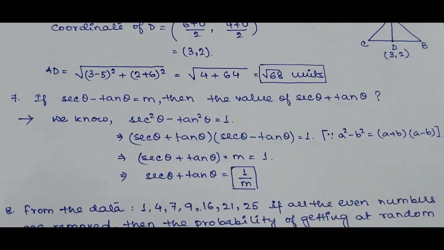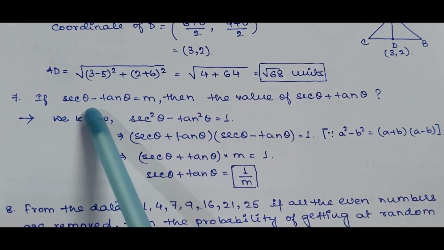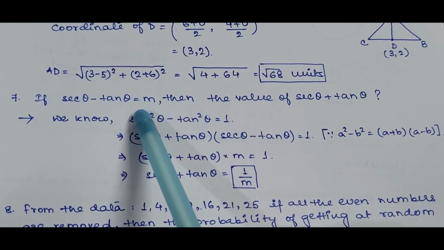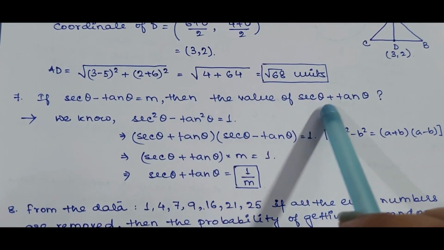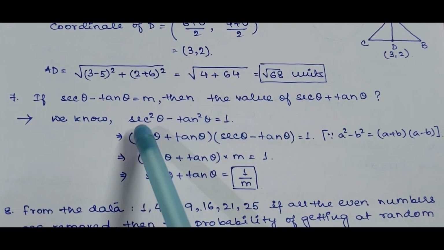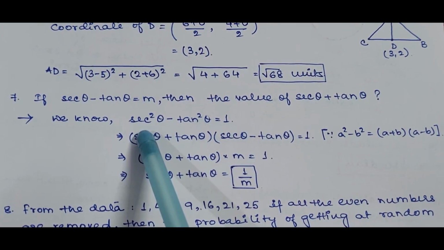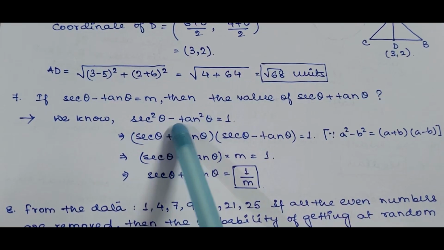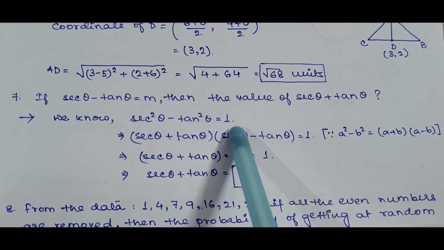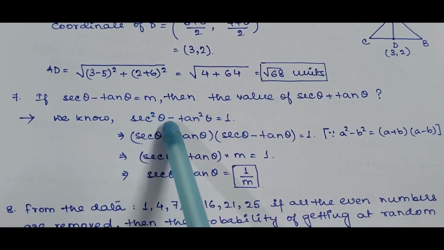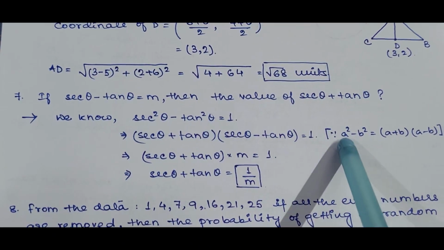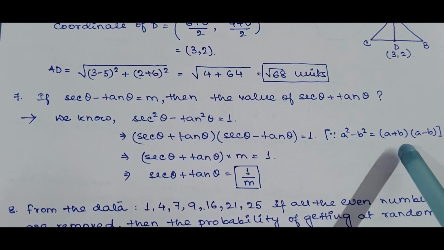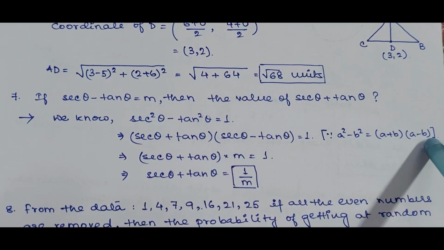Now hopping on to question 7, it says that if sec theta minus tan theta is equal to m, then we need to find the value of sec theta plus tan theta. Now we know from the trigonometric identity that sec square theta minus tan square theta is equal to 1, which is of the form a square minus b square. Now we know that a square minus b square is actually (a plus b) into (a minus b).